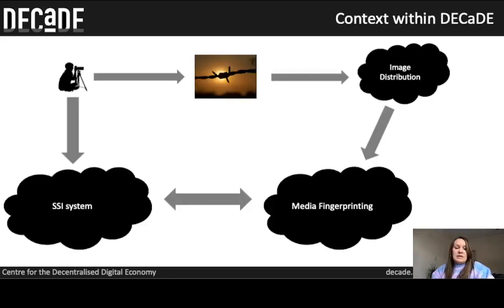We conclude by commenting that our solution to privacy-preserving image provenance does not work in isolation. In fact, alongside an SSI platform, a media fingerprinting service plays an important role in image provenance. Media fingerprinting technology is also being explored in the Decade Centre, and that's something we'll hear about in the next talk.